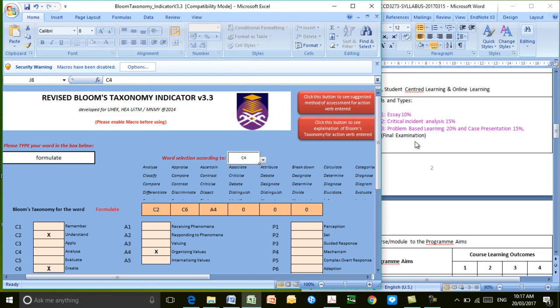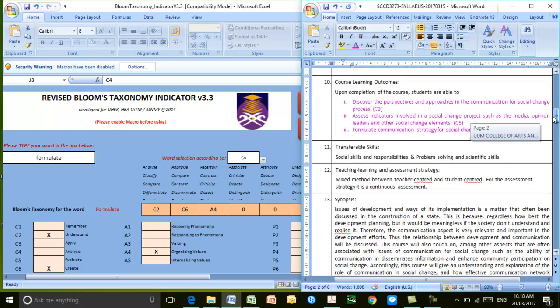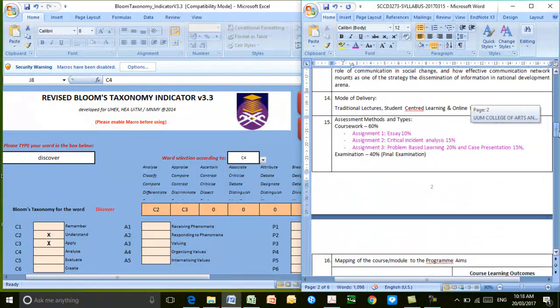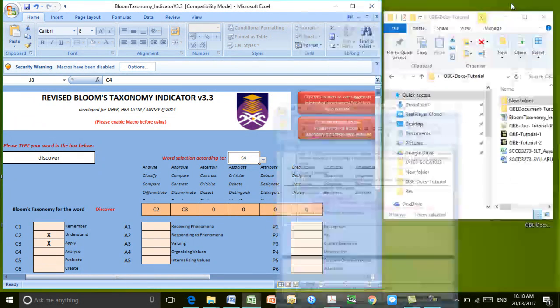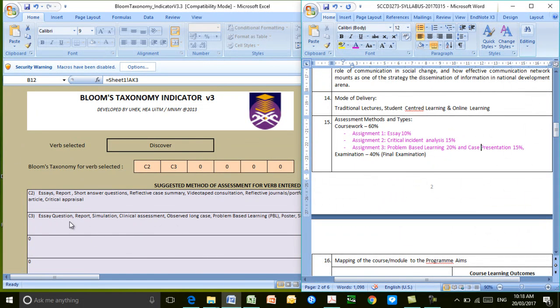Okay, let's take another example. Discover, C3. Under the discover, over here I choose C3. So for the C3, what are the possible methods for assessment? Okay, C3 here suggests we can do essay, report, simulation, clinical assessment, observation, long case, and etc. And based on the suggestion, I choose to have an essay here.